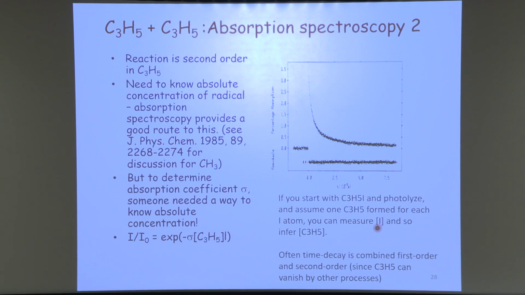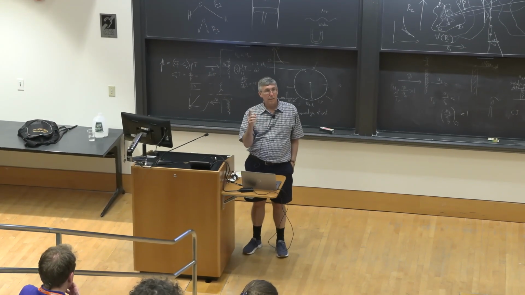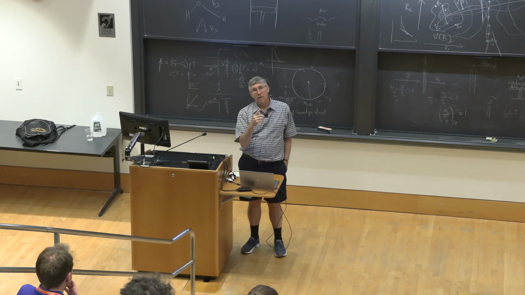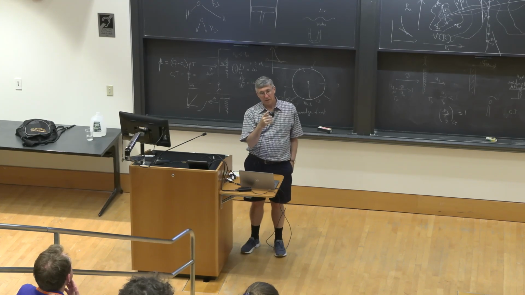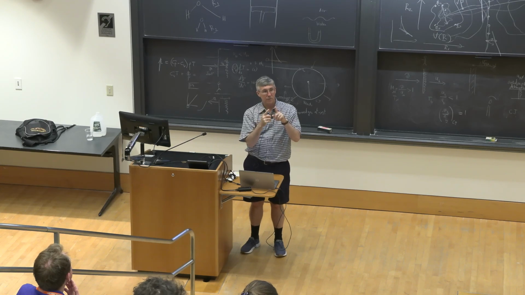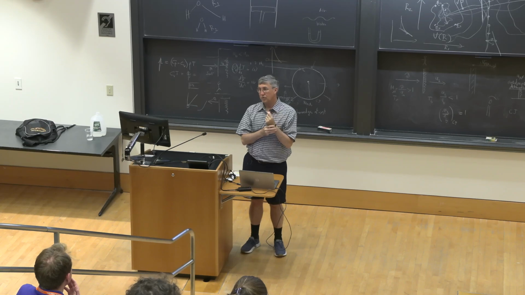Then you can measure I atoms. And so you can use a separate wavelength where I atoms absorb. And I atoms, people have studied them a lot. And so the absolute absorption strength of I atoms is known. So you can measure the I atom absorption. And if you assume that the initial amount of allyl formed equals the amount of I atoms formed, then you have a way to figure out what the allyl radicals are.